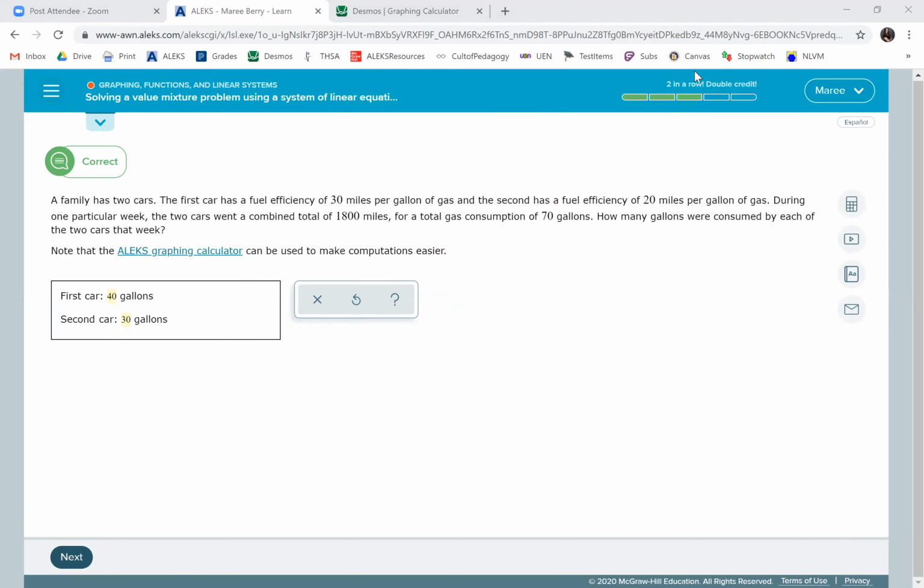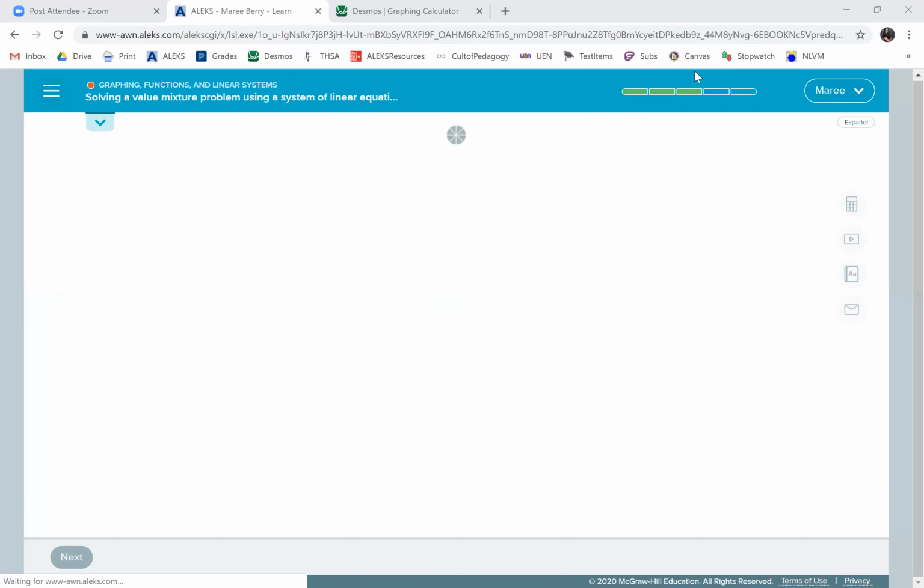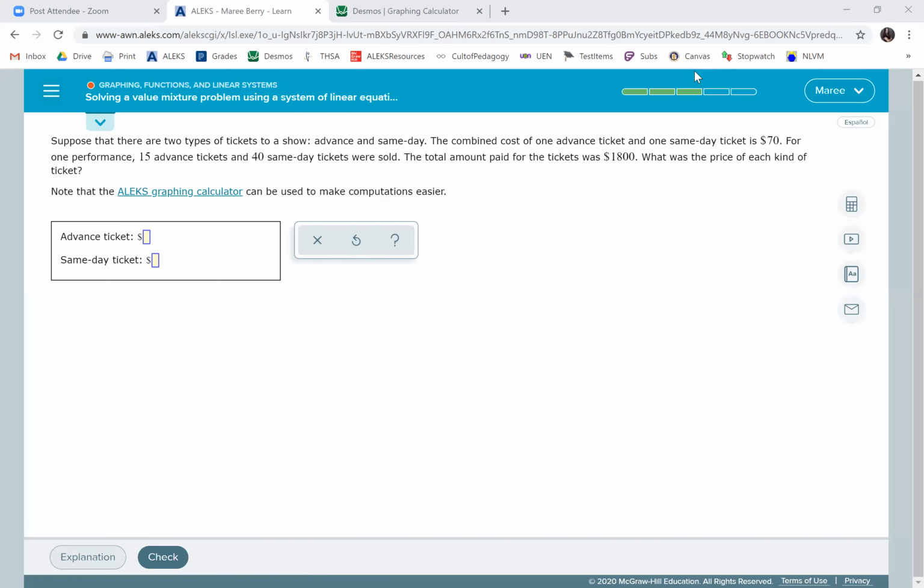Nice. Okay, and then I'll do one more for you. This is awesome. 2 types of tickets, advanced and same day. The combined cost of 1 advanced ticket and 1 same day ticket is $70. So if I buy 1 of each, $70. For 1 performance, 15 advanced tickets and 40 same day tickets were sold. Total amount paid was $1,800. What's the price of each kind?